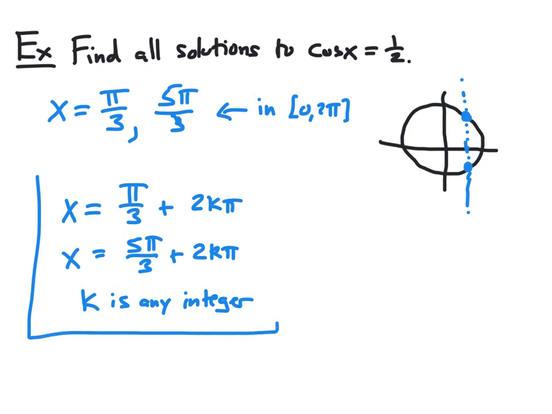And so this describes all possible solutions of the equation cosine x equals 1/2. Notice that k, being an integer, is allowed to be negative and so we're also subtracting all multiples of 2 pi as well. Let's take a look at another example involving the sine function.